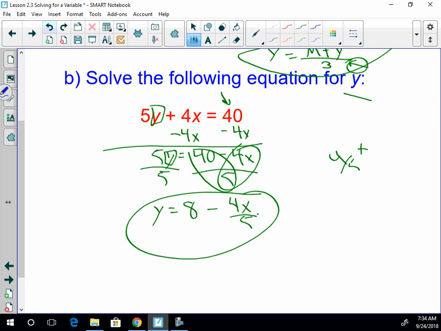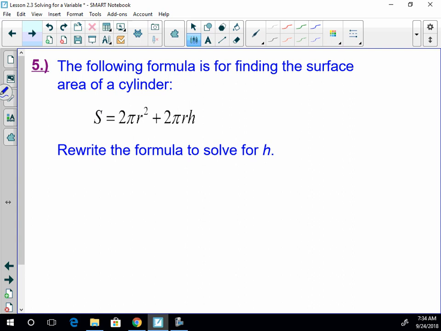All right. So moving on here. This one's kind of a doozy.